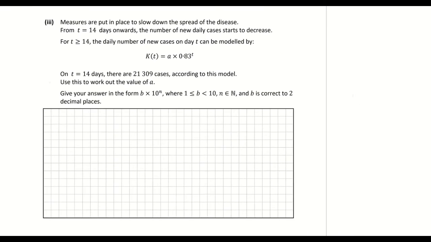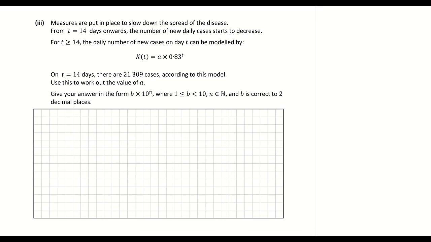Okay, and final part to this question is part 3. Measures are put in place to slow down the spread of the disease. From t being 14 days onwards, the number of new cases starts to decrease. For t greater than or equal to 14, the daily number of new cases can be modelled by this. On t being 14 days, there are 21,309 cases according to the model. Use this to work out the value of a. Give your answer in the form b times 10 to the n. So this is your significant figures here.